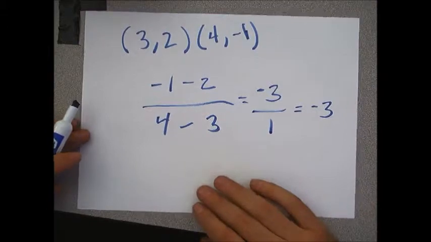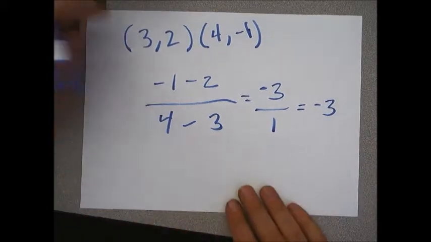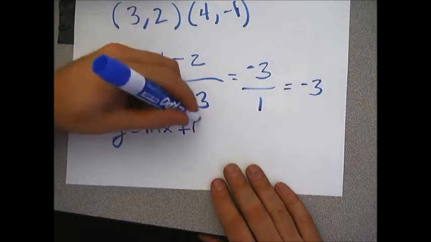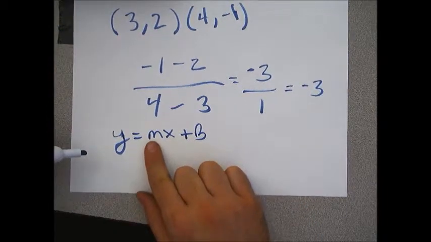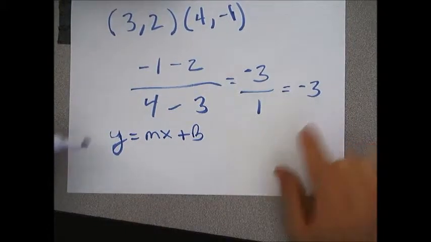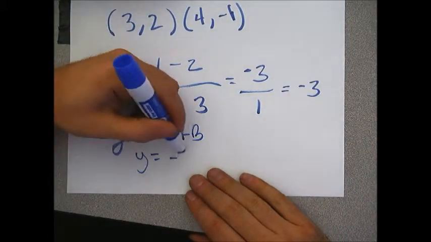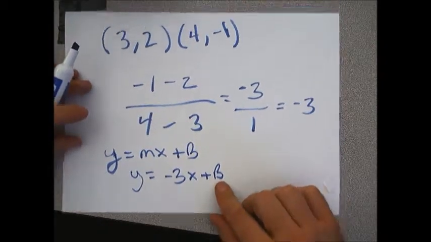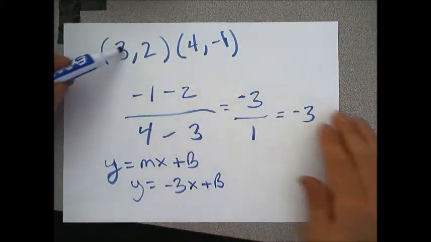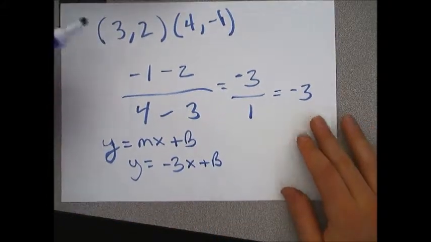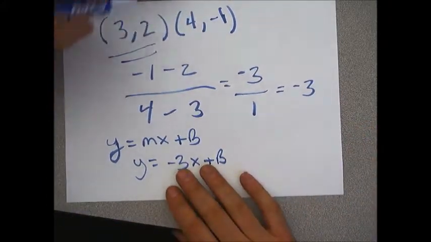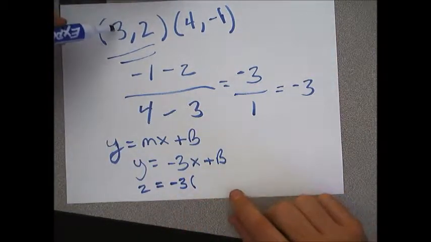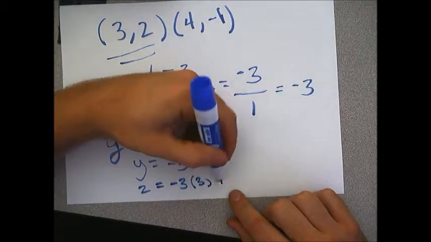If you wanted to take this and turn it into an equation, I know for an equation I end up with y equals mx plus b. I know my m is my slope, so if I found my slope to be negative 3, I would say y is equal to negative 3x plus b. If I want to find b now, I pick another one of my points. I'm going to use (3, 2) because they're both positive. That makes it easier. So instead of y, I'm going to plug in 2. So 2 is equal to negative 3, and I'm going to plug in the x coordinate of 3, plus b.